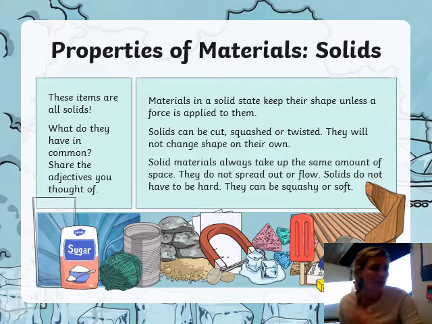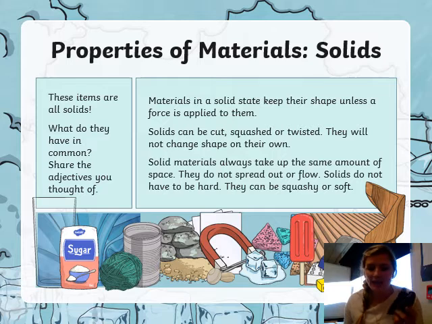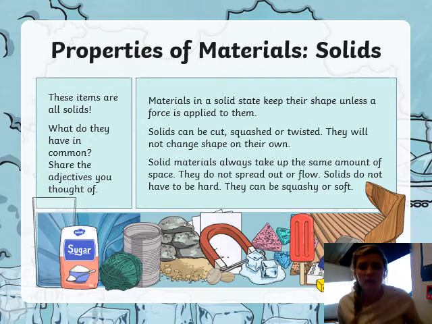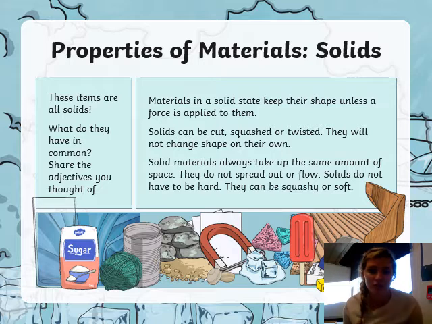So for example, if I have a stapler, okay, it will be the same shape unless I push, pull or twist it to make a different shape. So that's what we mean by force. Okay, they can be cut, they can be squashed and they can be twisted, but the main thing to remember is that they cannot change their shape on their own. You have to have done something to make them change their shape.